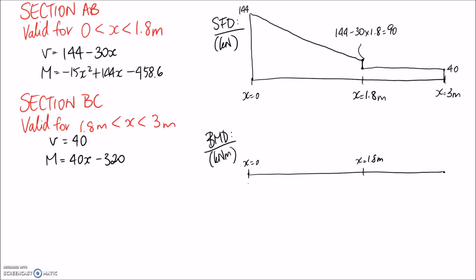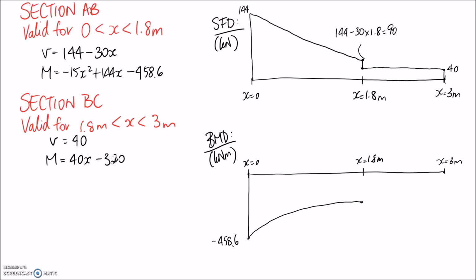So if you go ahead and do it, what it looks like is it's going to go straight down to negative 458.6, which is easy enough to determine if you substitute x equals 0 in here. And the shape of it kind of looks like this, all the way over to 1.8 meters. So at that point, this equation cuts off, and we need to use the second one in order to draw the last bit from 1.8 up to 3 meters.